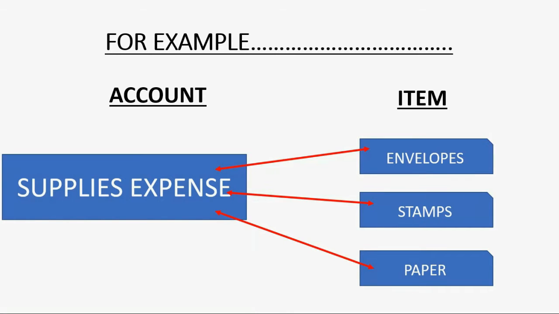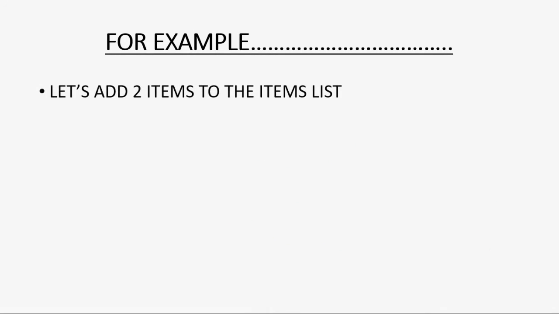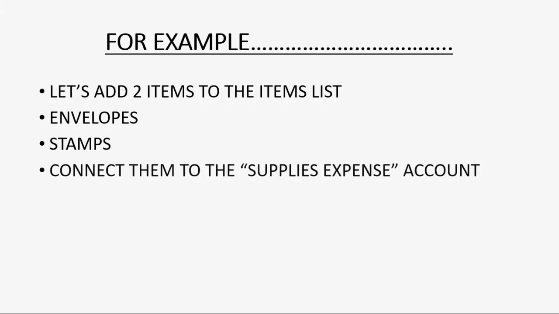And now when we use billable items, it's more sophisticated, it gives more information, but it behaves a little differently than the way we learned to bill in earlier videos. So let's add two items to the items list, envelopes and stamps, and we'll connect them to the supplies expense account. Okay? Very, very simple.